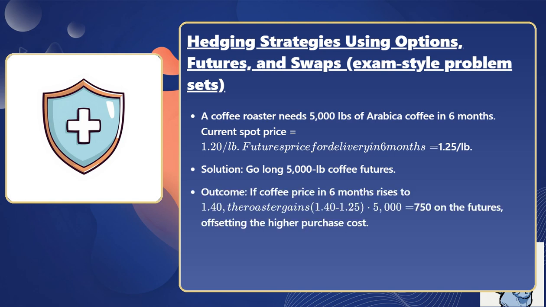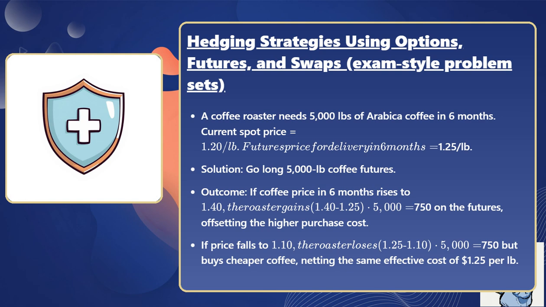Outcome: if coffee price in 6 months rises to $1.4, the roaster gains (1.4 minus $1.25) times 5,000, which equals $750 on the futures, offsetting the higher purchase cost. If price falls to $1.1, the roaster loses (1.25 minus $1.1) times 5,000, which equals $750 but buys cheaper coffee, netting the same effective cost of $1.25 per pound.